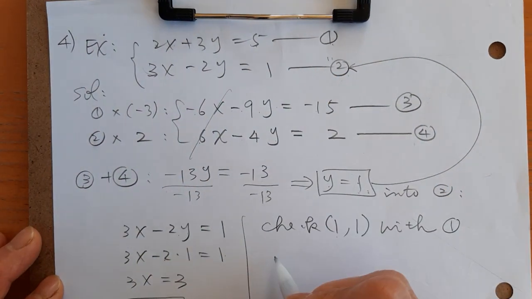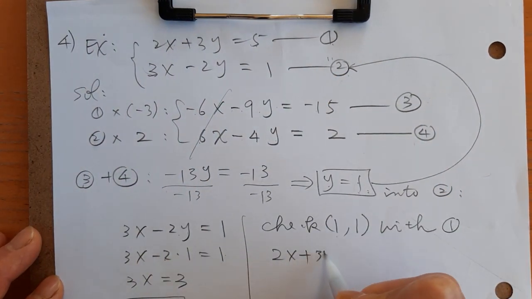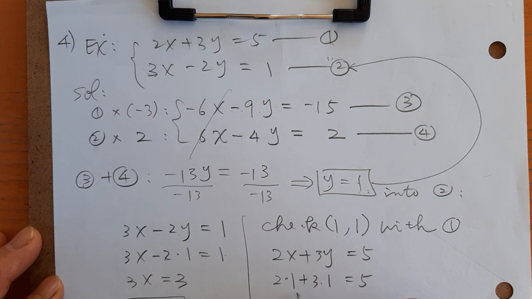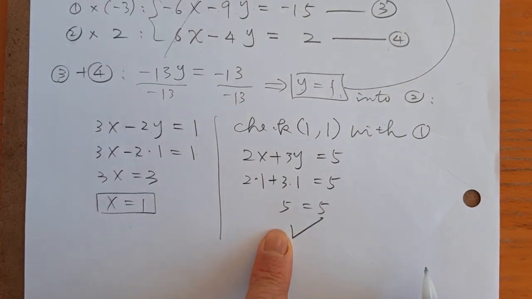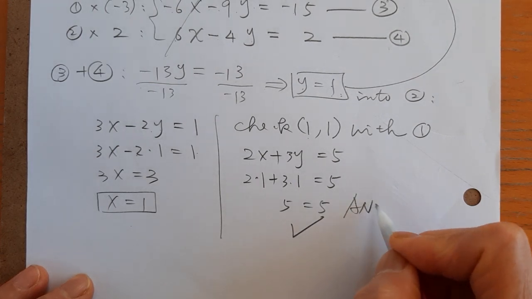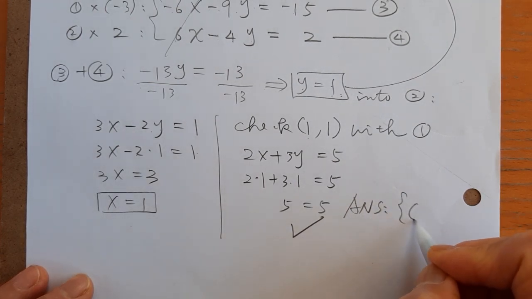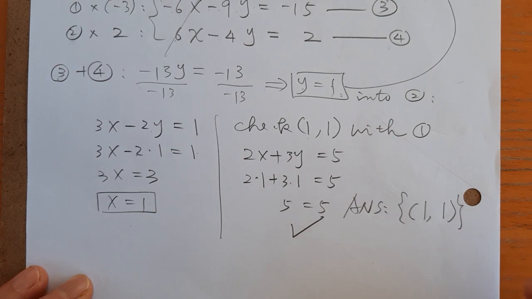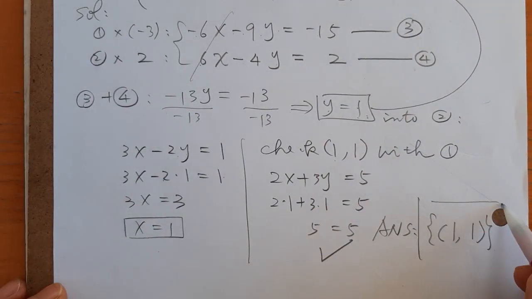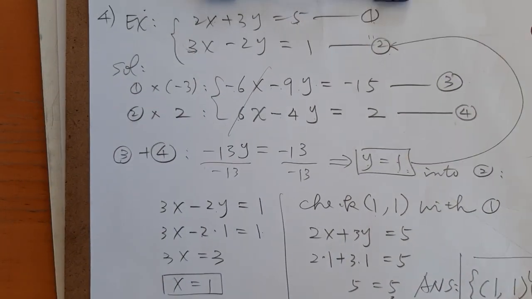So the first equation is 2x plus 3y equals 5. With x is 1 and y is 1, 2 add 3 is 5. 5 equals 5. It's checked. So then you put down the final answer. The final answer is (1, 1). That's the solution.